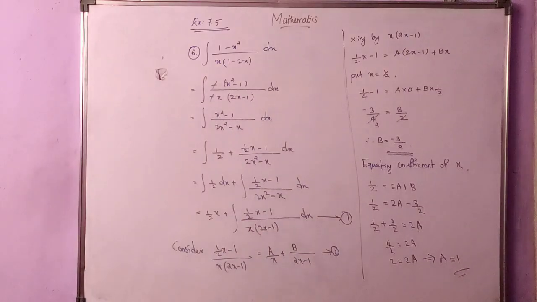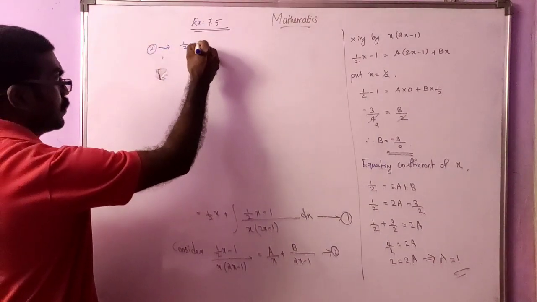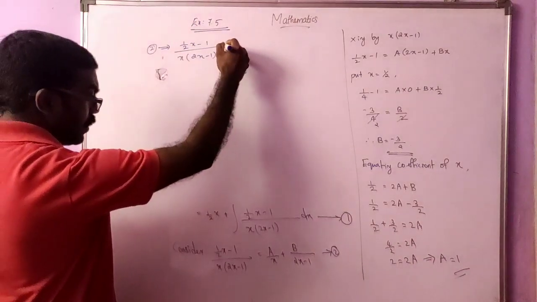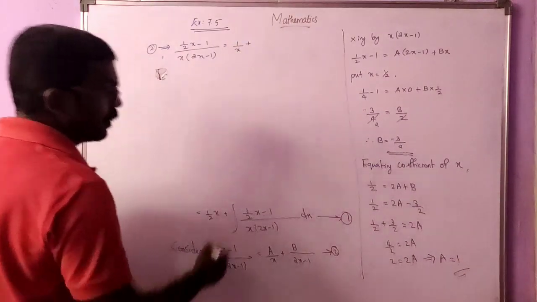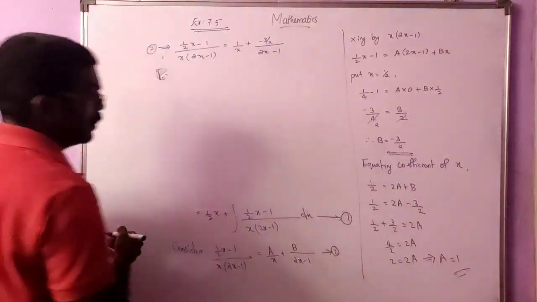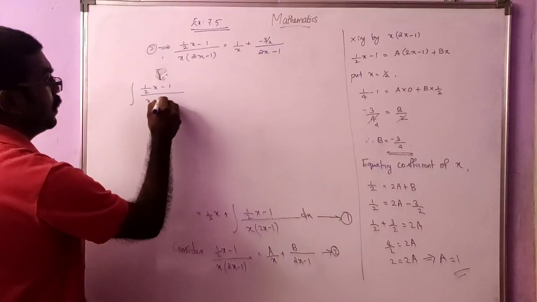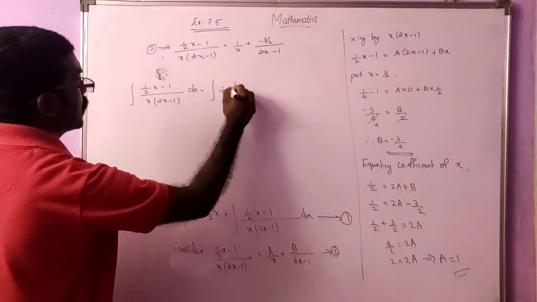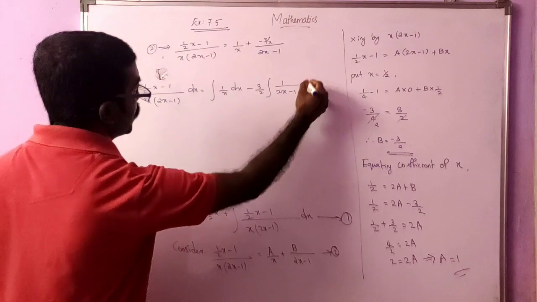Clear? So equation 2 implies 1 by 2 x minus 1 divided by x into 2x minus 1 is equal to a by x, 1 by x, then plus b by, minus 3 by 2 divided by 2x minus 1. And we can integrate integral 1 by 2 x minus 1 divided by x into 2x minus 1 dx is equal to integral 1 by x dx minus 3 by 2 into integral 1 by 2x minus 1 dx.